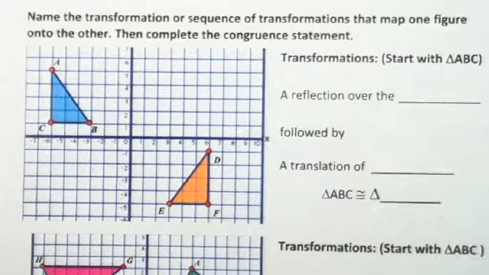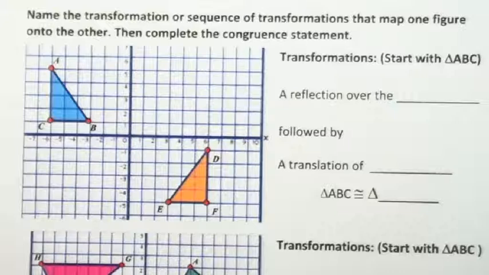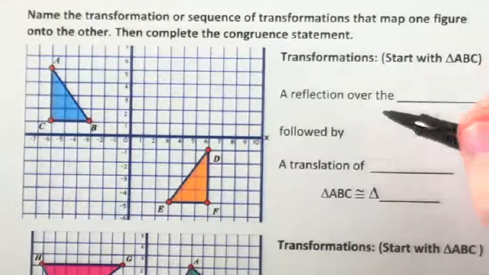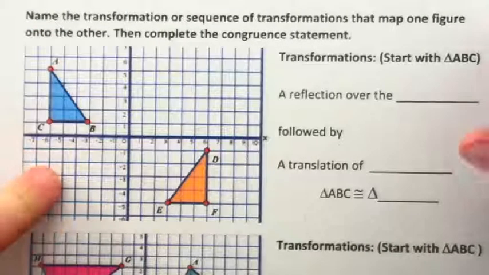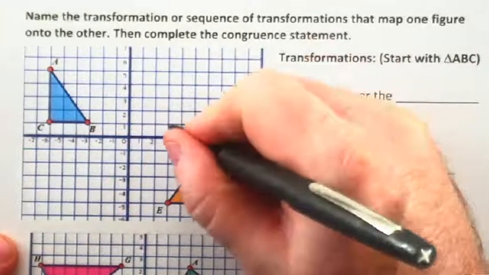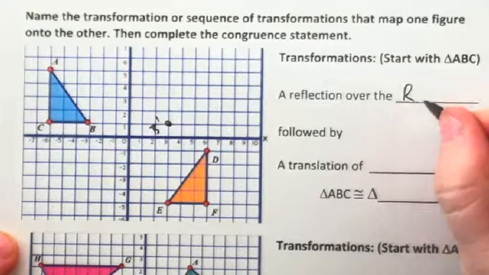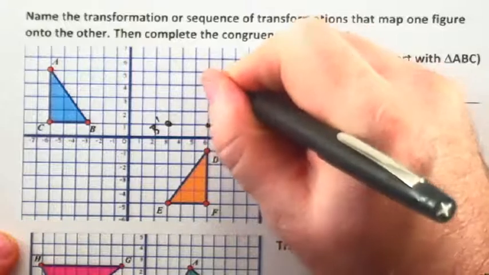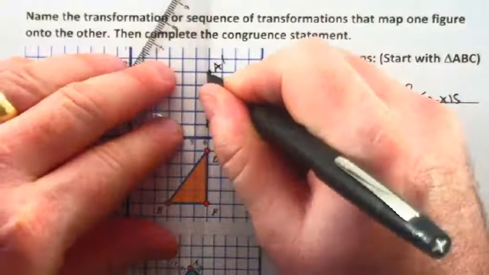The first one says, can you map ABC, this blue one, onto DEF over here, using a reflection and then a translation. Now my thought is if I reflected it down here, it would not look very good to be able to translate it. So I'm actually going to reflect first on the y-axis, and that will land me in these positions, and you can see now that that's a very nice position to be in.